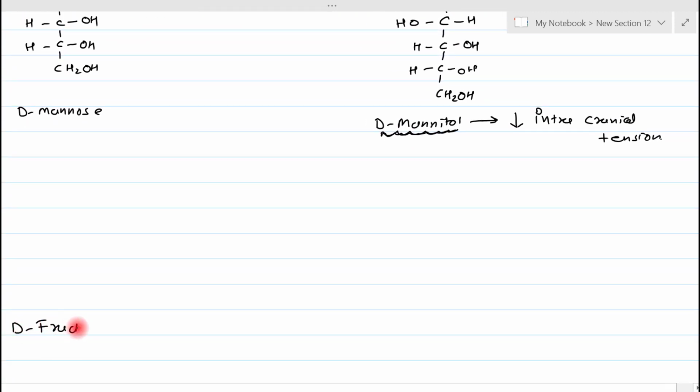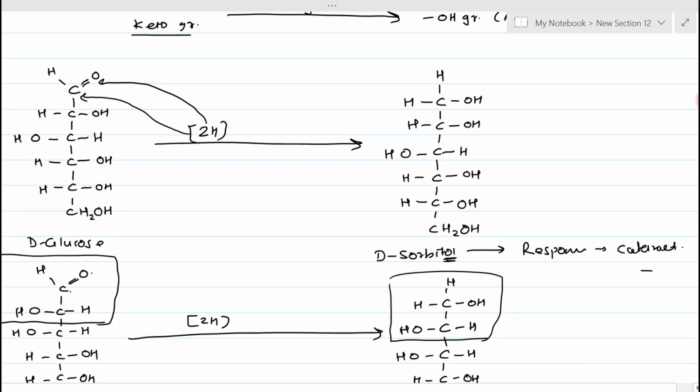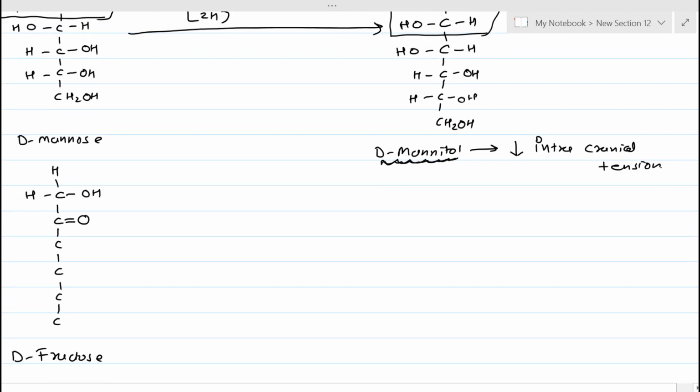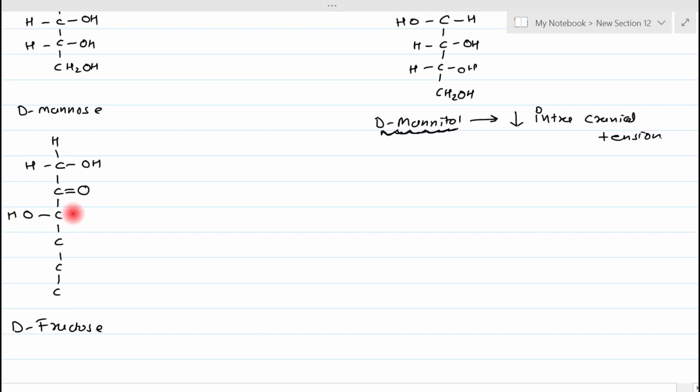D-fructose. In the case of D-fructose also, what will happen? It has 6 carbons, so 4, 5 and 6 carbon. Now on the first carbon, there is already a CH2OH group. On the second carbon, there is a keto group. From the third carbon onward, the structure is the same as that of glucose. So on the third carbon, OH is on the left side, H is on the right side. Fourth and fifth, OH is on the right side, H is on the left side, and there is a terminal CH2OH group.